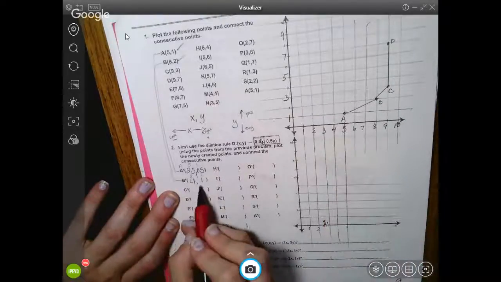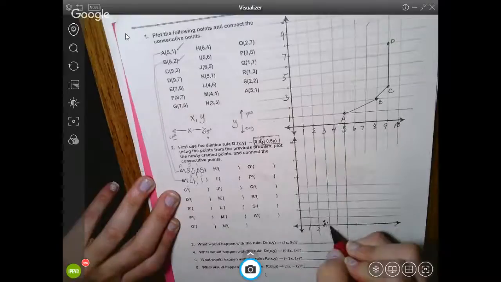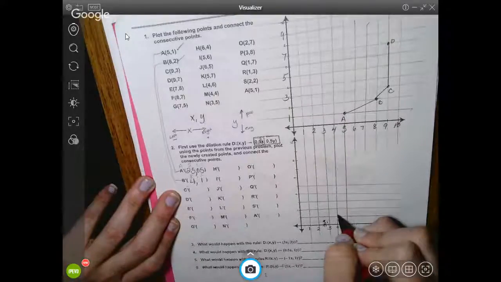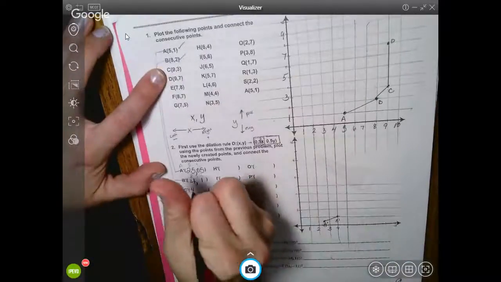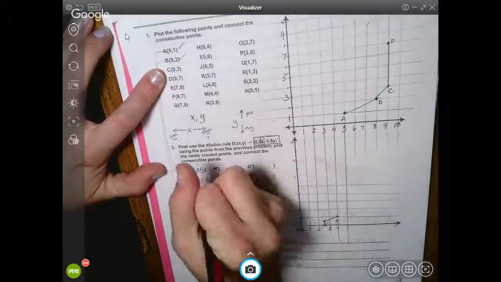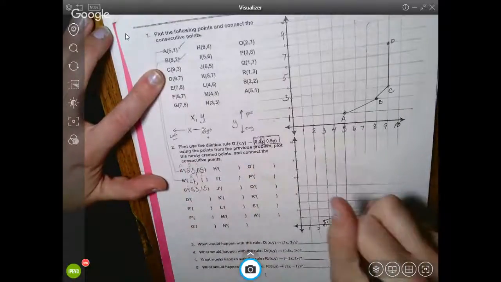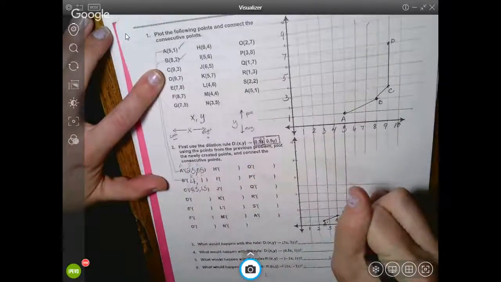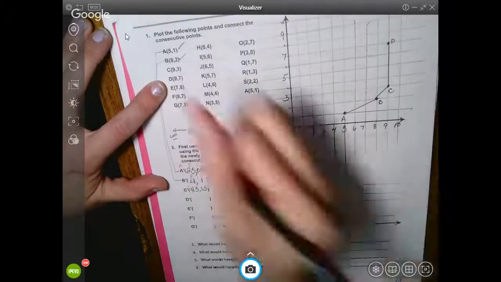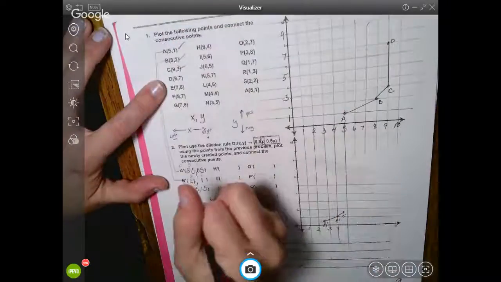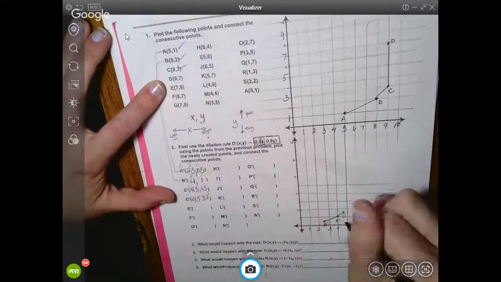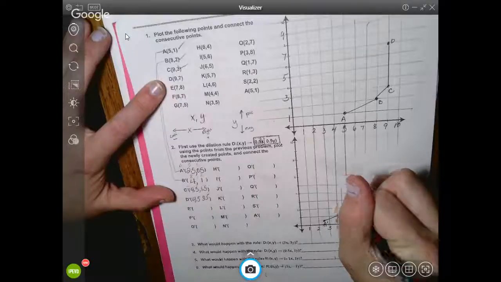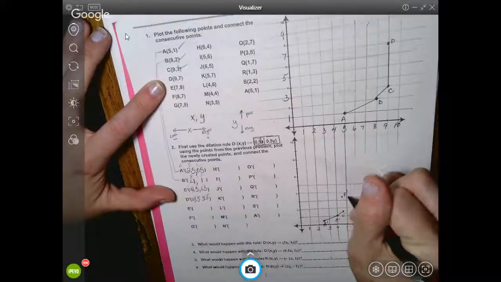B prime is 4, 1. So I'm going to go over to 4. 1, 2, 3, 4. Up 1. Here's my B prime. C prime, here's 9, 3. Well, half of 9 is 4.5. Half of 3 is 1.5. So I go to 4.5, 1.5, C prime. Half of 9 is 4.5. Half of 7 is 3.5. So now I've got 4.5. I'll go up to 3.5, and there's my D prime.